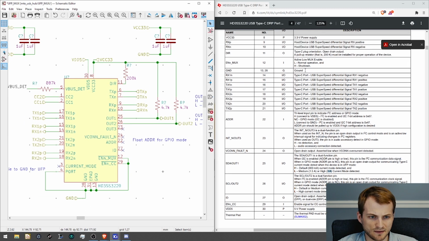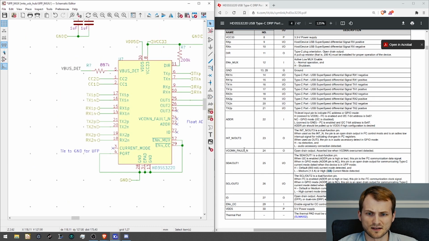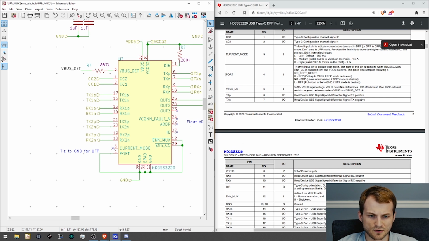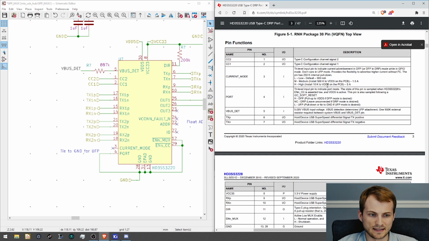Then the DIR pin is basically just used internally for the orientation. So we tie it to the 3.3 volts and call it a day. The last couple pins are the port and then the current mode. Port simply determines if we're an upstream facing port or what our configuration is. Low is UFP, so tie it to low. Current mode is if we're advertising as a downstream facing port, which we're not, so we can just float that. It says don't care in UFP mode, so keep it floating, that works.